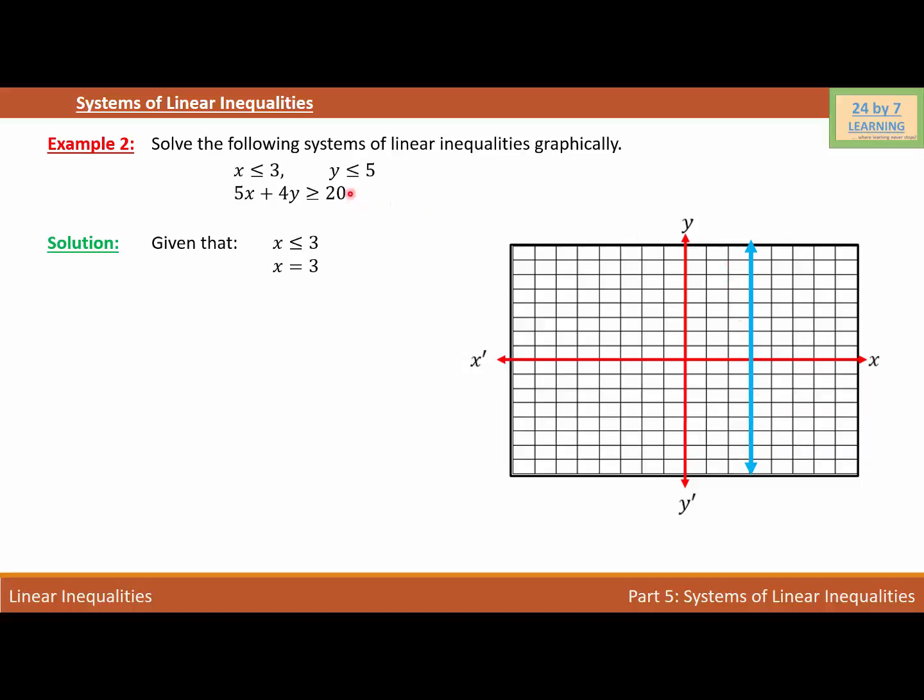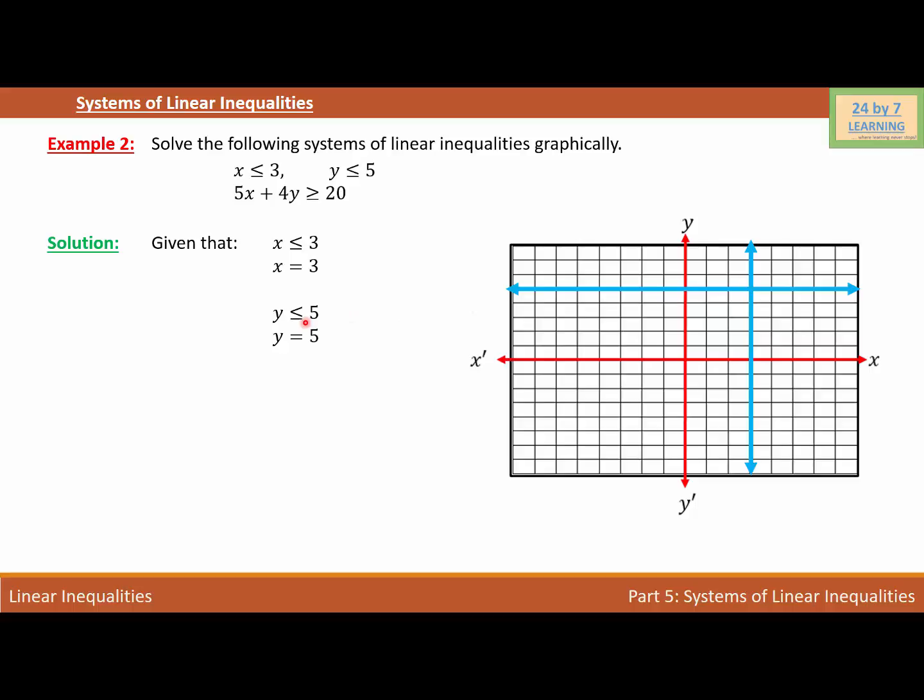Now let's consider a second inequality, which is y is less than or equal to 5. In order to graph this inequality, I am going to consider it as an equation. So I will write y is equal to 5. Now let's graph it. If we graph it, we will count 1, 2, 3, 4, 5. So we will draw a line, which is basically this line.